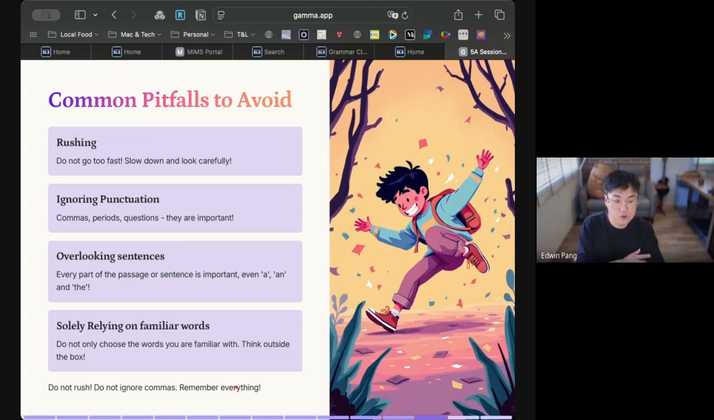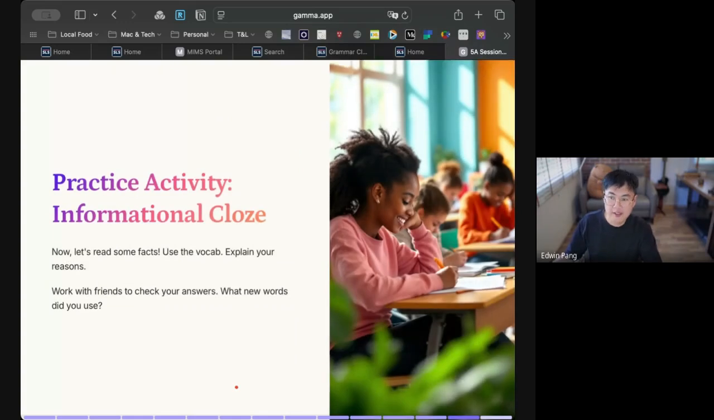And don't only use words you are familiar with. Think about all kinds of possible words you can use. Don't just use the words you like, happy or sad, you know, the very basic ones. Think outside the box. Okay, so now it's 3:30. Let's spend the next 10 minutes doing a practice information cloze.